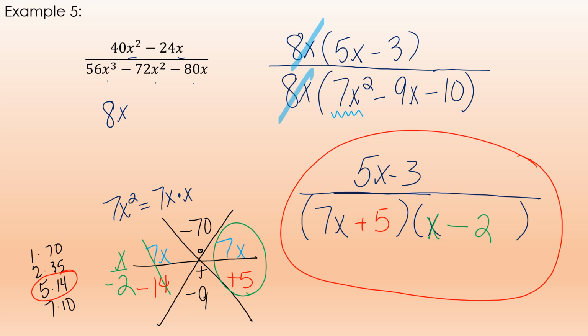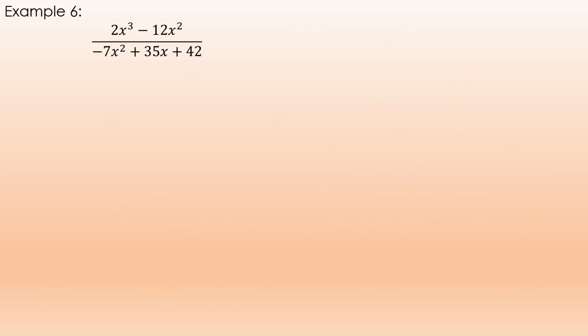All right, I think we've got one more. Is this our last one? Yeah? All right, if you want to pause and be a brave soul and try it without me, do so. If not, here we go. What are we always looking for first? GCF. Numerator, both divisible by 2x squared. That leaves me with a factor of x minus 6.